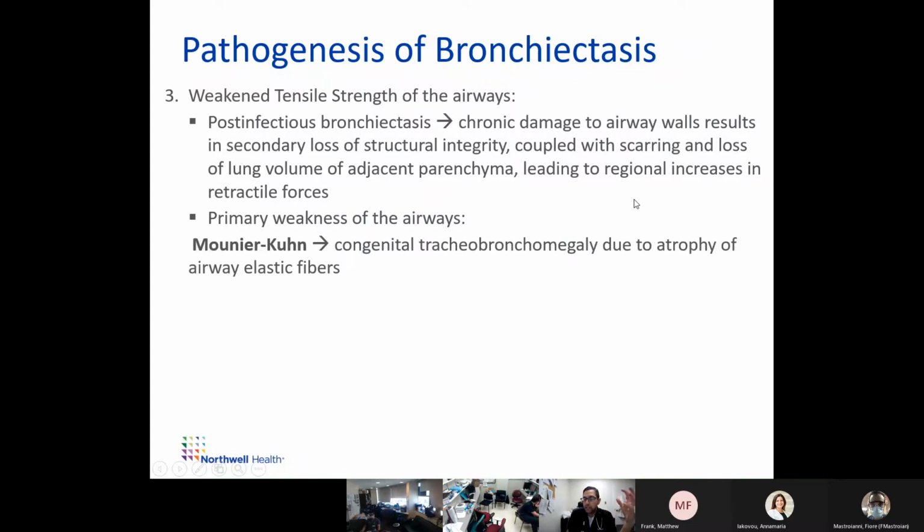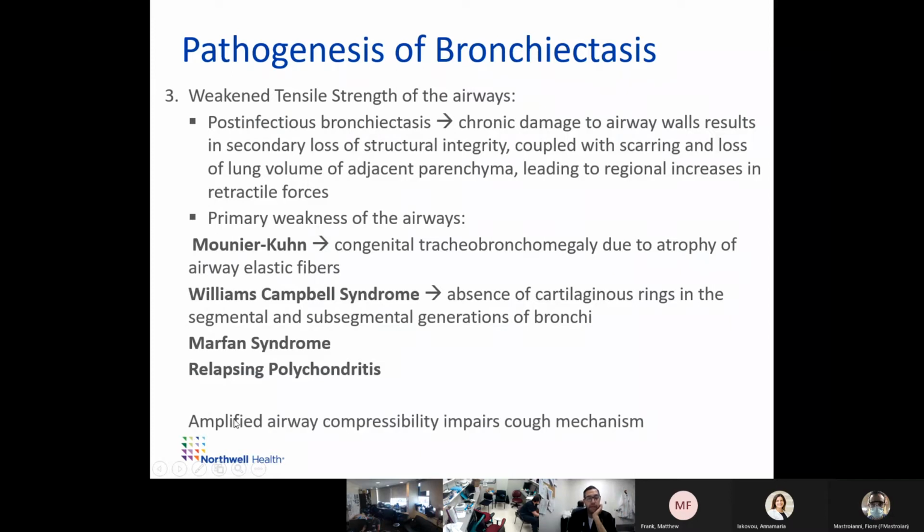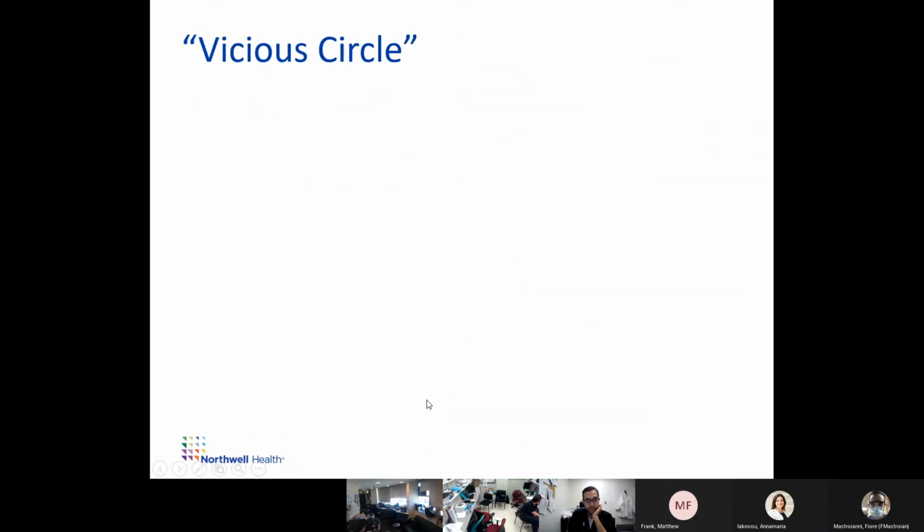You could also have this with primary weakness of the airways. So for example, in the rare cases we see of Mounier-Kuhn, congenital tracheobronchomegaly, or Williams-Campbell, which I've never seen a case of, or Marfan's, relapsing polychondritis, you have primary weakness of the airways leading to weakened tensile strength, which results in recurrent episodes of infection and then leading to chronic bronchiectasis. It's usually diffuse. And this amplified airway compressibility impairs the cough mechanism. That's really a big pathogenic mechanism to why these patients develop bronchiectasis.